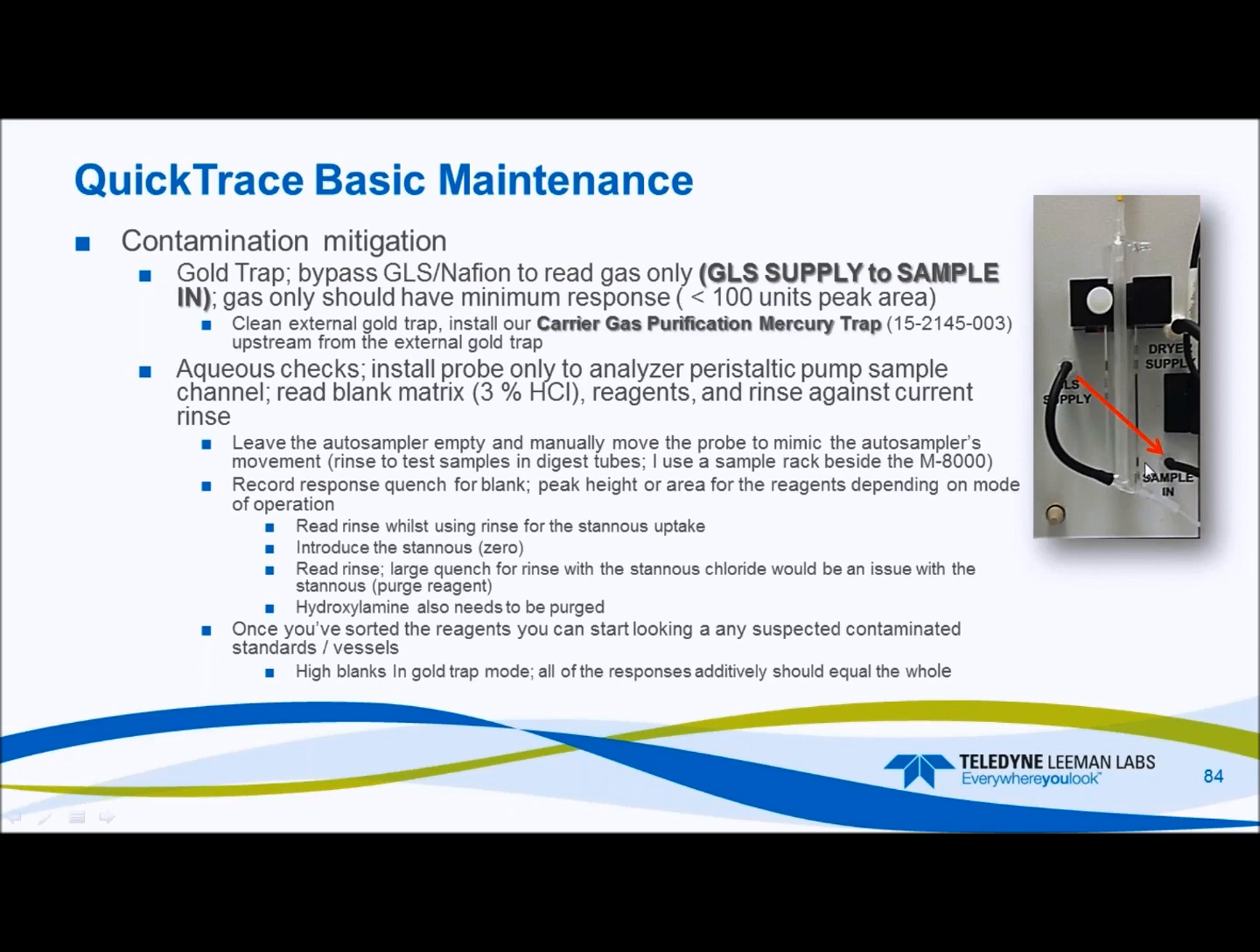Your gas, in mercury analysis mode, should be less than 100 HF units in area. If it's higher than that, you want to clean your external gold trap, and you can also install a purification trap upstream from your external gold trap. So what I do each day that I run ultra trace mode, I pop my external gold trap into the system and start my oven and strip chart recorder, and I look at the peak coming off. There shouldn't be any peak.